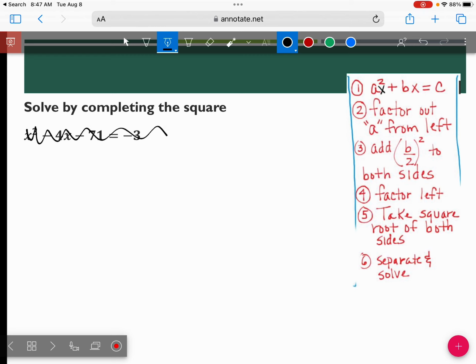All right, let's do another one. x squared minus 20x minus 9 equals 14. Go ahead and complete the square.